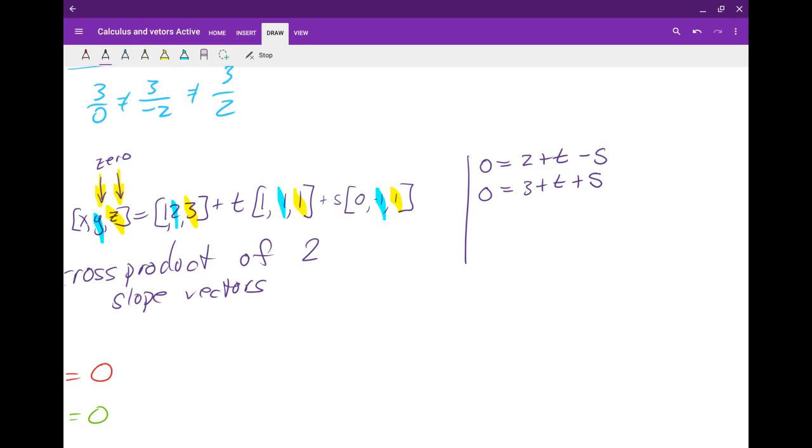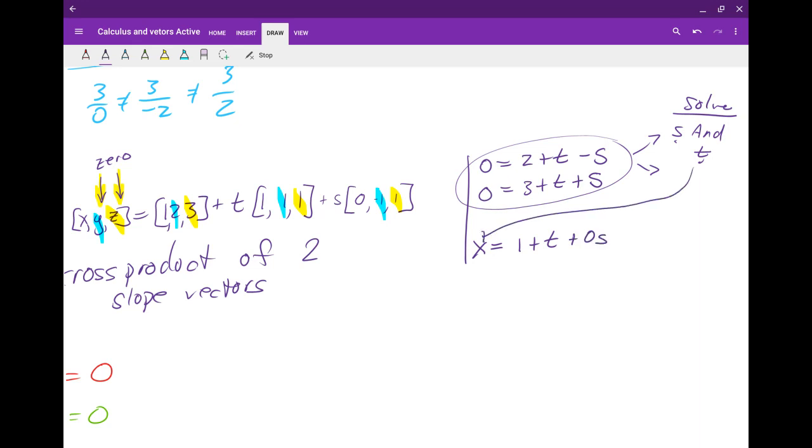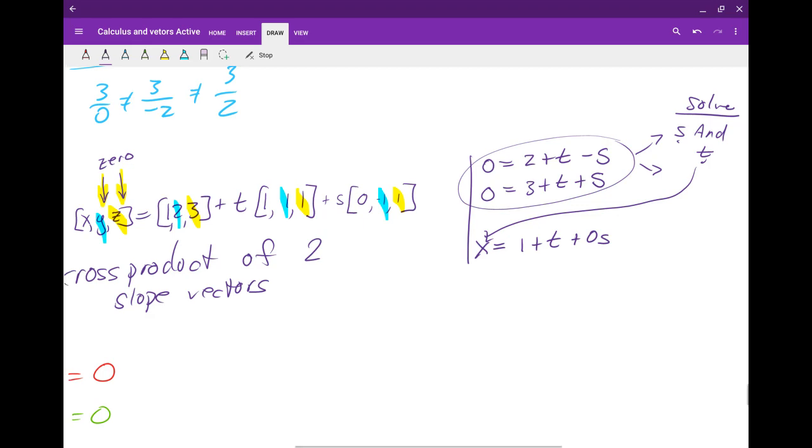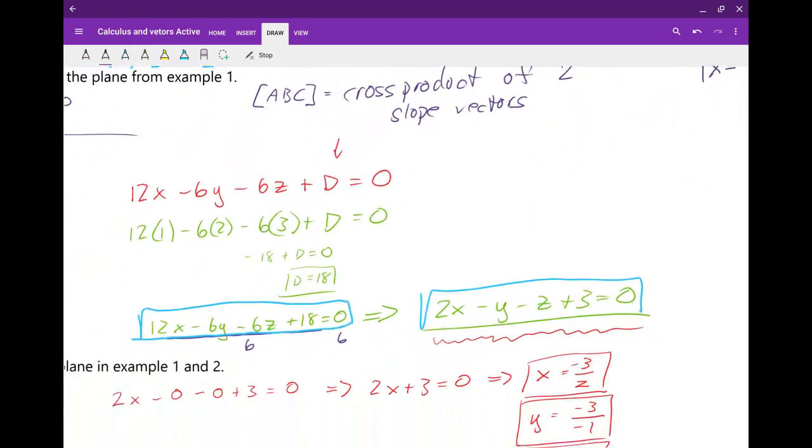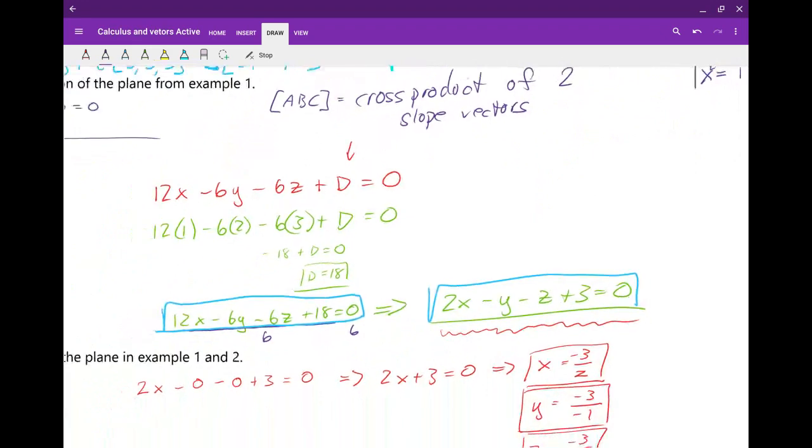And now you say, well, what the heck is going on here? Now what you do is you take this as a system of equations and you solve for s and t, right? Then you take those s and t values and you plug them into this formula, your x, which is going to be 1 plus t plus 0s, right? And there you have it, and out pops your x-intercept, which is going to be -3/2, okay?